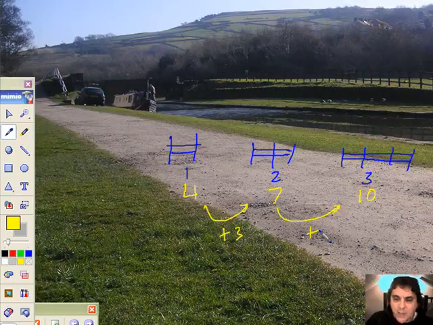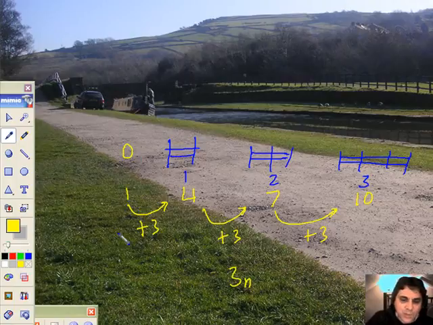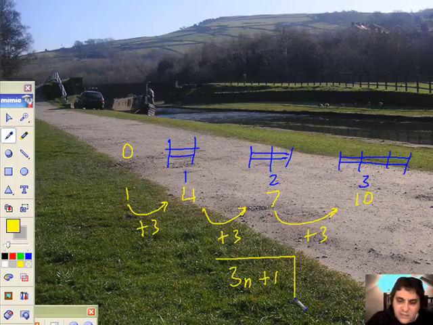7 to 10, go up in 3s. Guess what? This is a definite 3n rule. Again, go back to the 0 term, pattern number 0, before we start building fences. What number add 3 makes 4? Answer 1. Final answer, 3n plus 1 is the sequence.